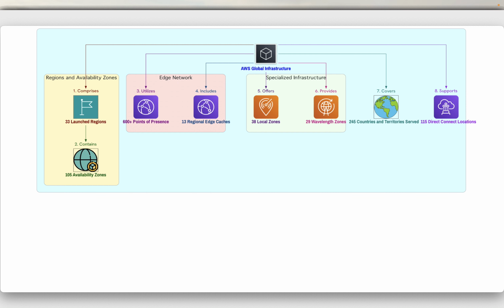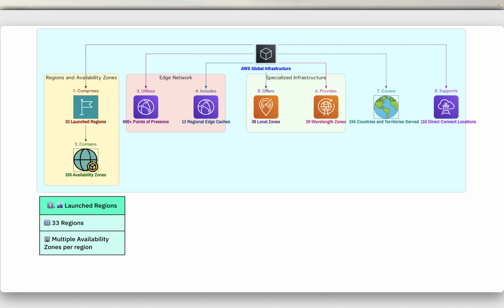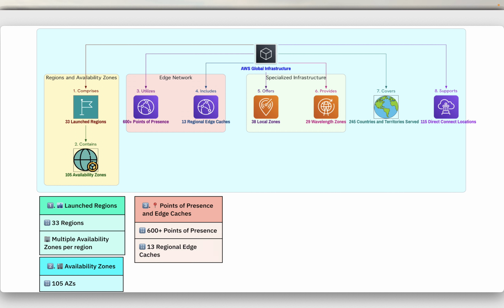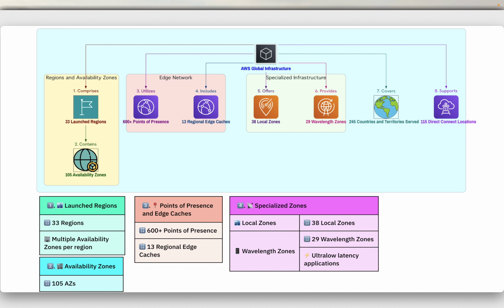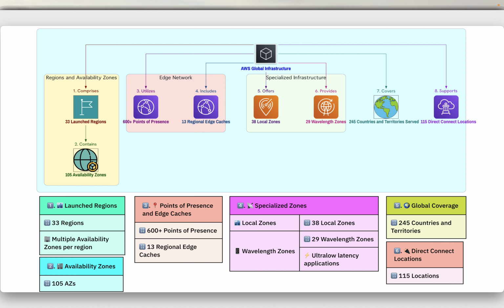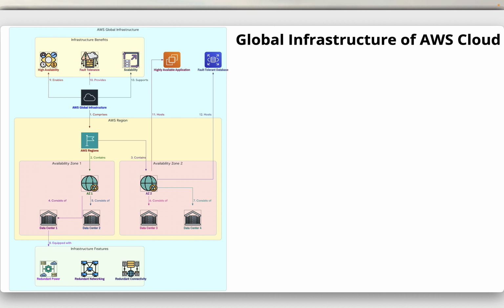AWS Global Infrastructure contains, first, 33 launched regions, each with multiple availability zones, AZs. A total of 105 availability zones and counting. 600 plus points of presence and 13 regional edge caches. 38 local zones, 29 wavelength zones for ultra-low latency applications. 245 countries and territories served. 115 direct connect locations. So that is the global infrastructure of the AWS cloud. We'll go into some more details.